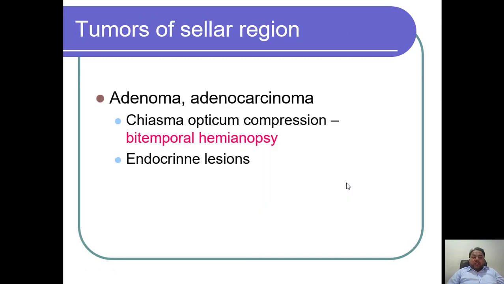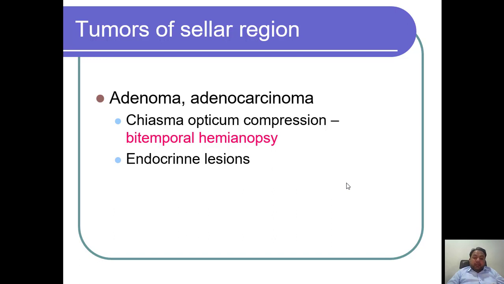Then tumors of the sellar region. The most important is adenoma. Adenomas are microadenomas or macroadenomas. The most common one is prolactinoma, causing secretion of prolactin. That could cause infertility or galactorrhea in females.